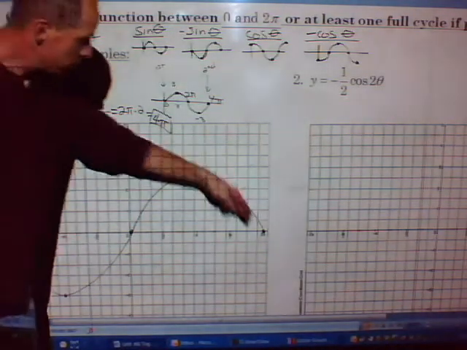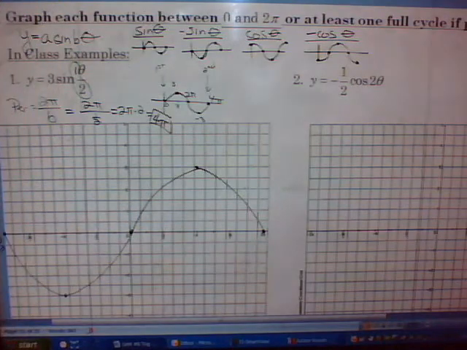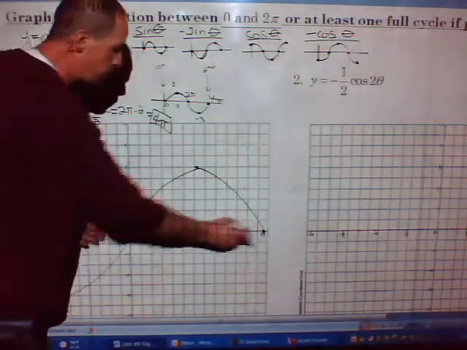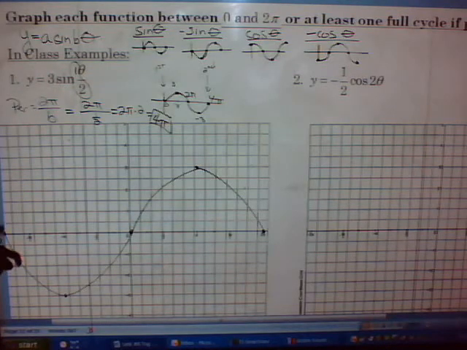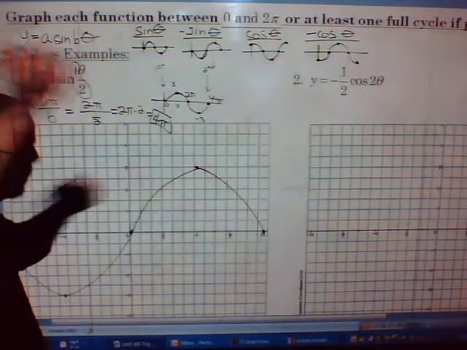So here's a full cycle, but between 0 and 2 pi, we could only get half of the cycle in. Okay? So in the next video, I'll do example number 2.